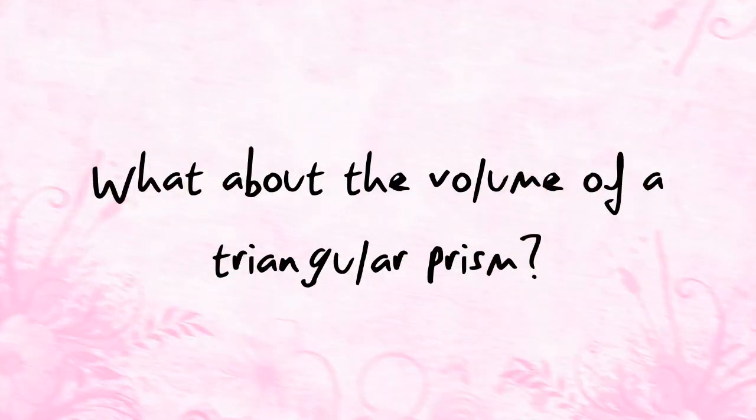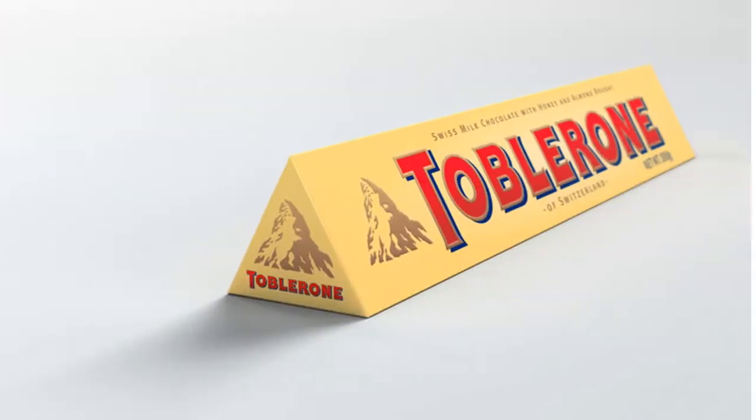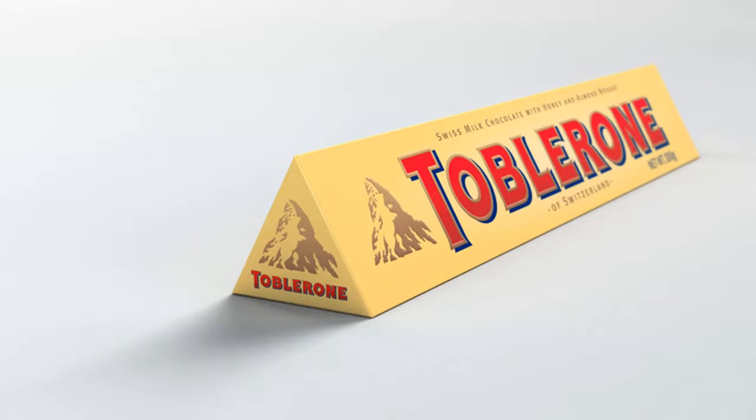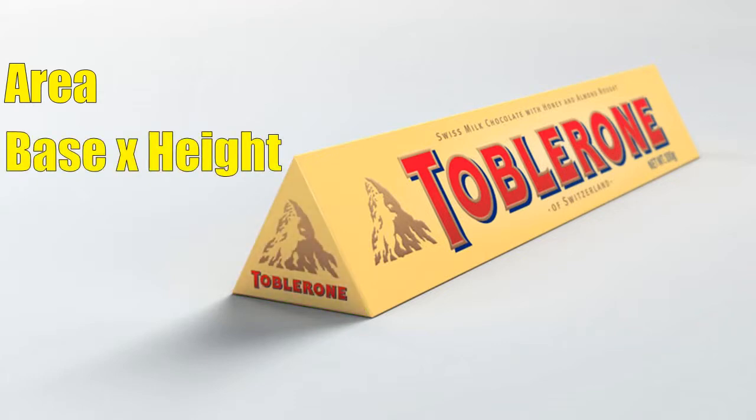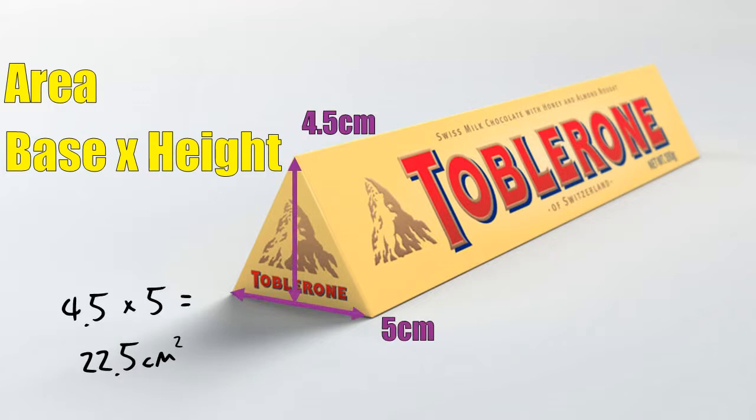What about if you want to work out the volume of a triangular prism, or a Toblerone bar to you and me? Well, you do this in a similar way, only you start by working out the area of the triangle. To do this, you take the length of the base and times that by the height of the triangle at its tallest point.